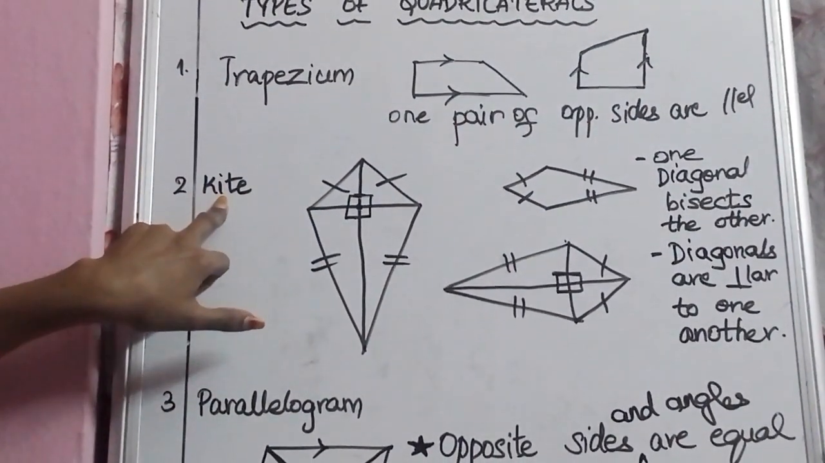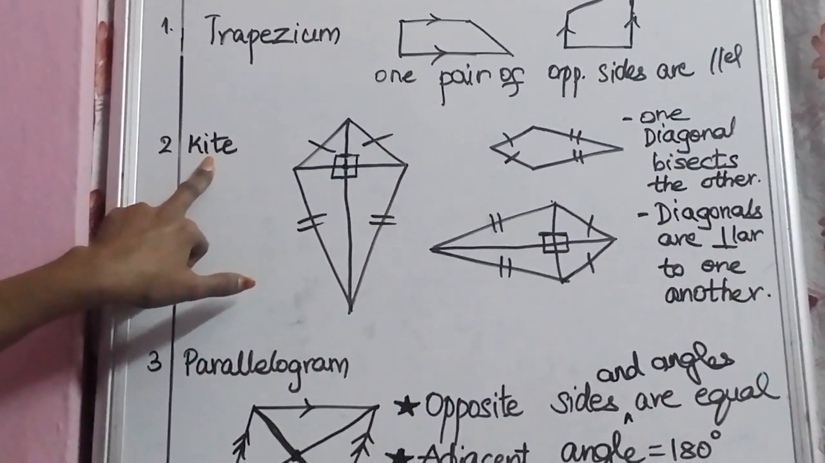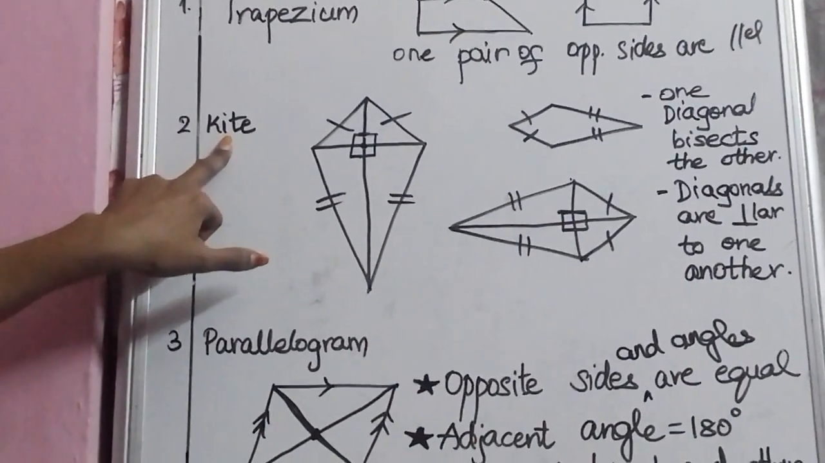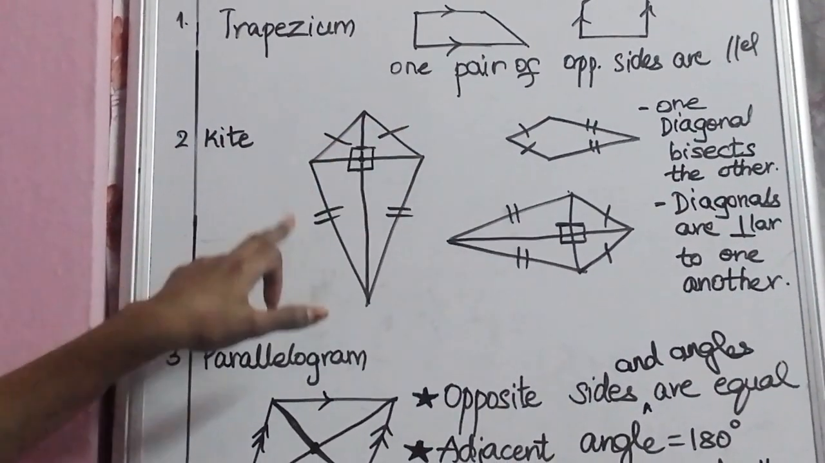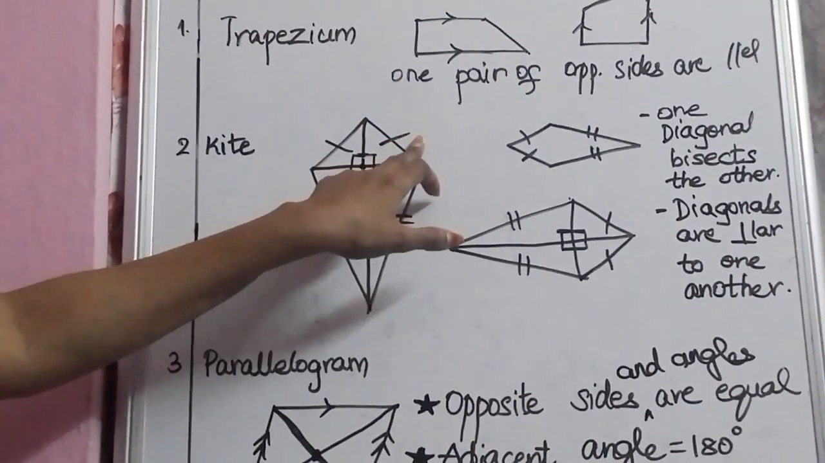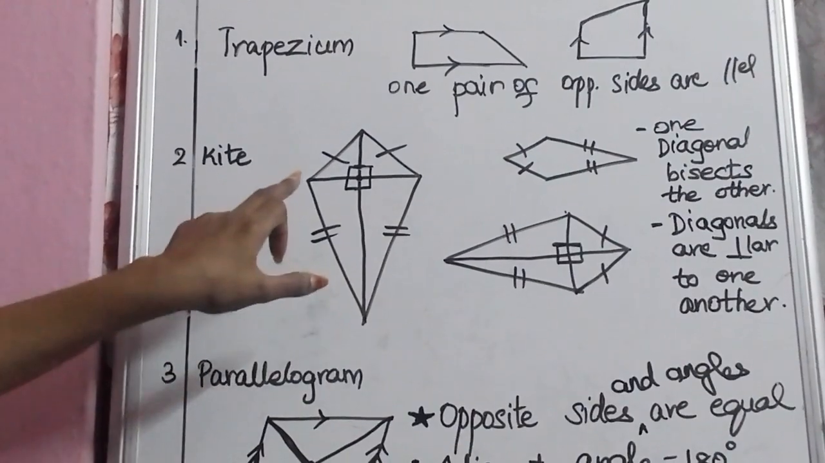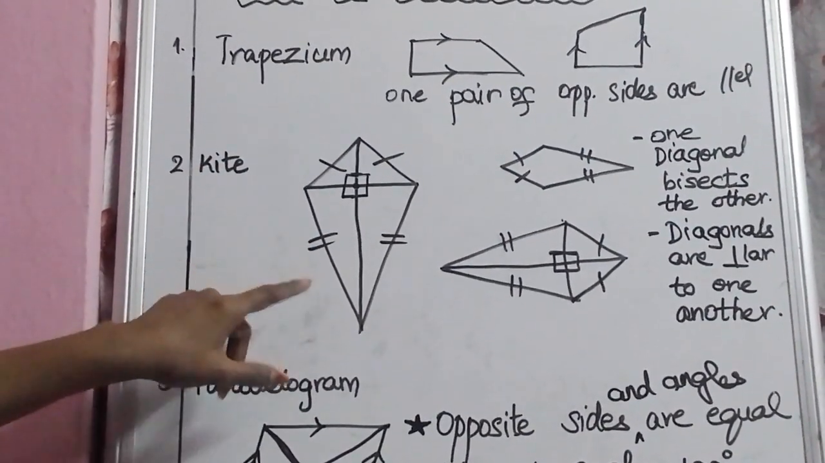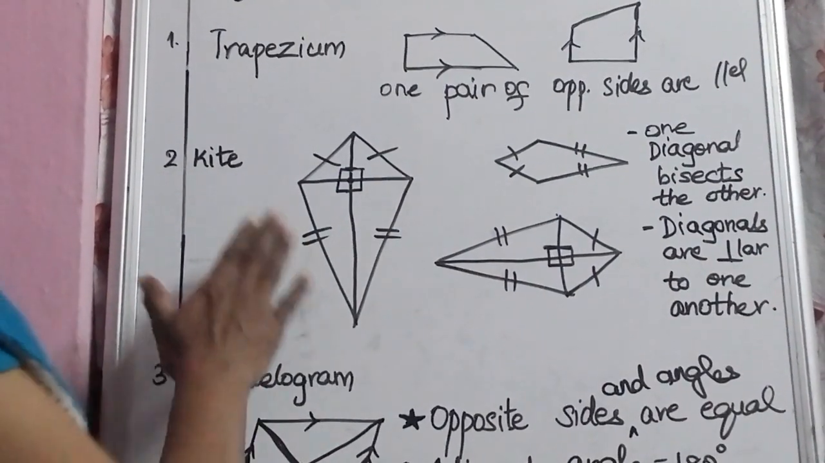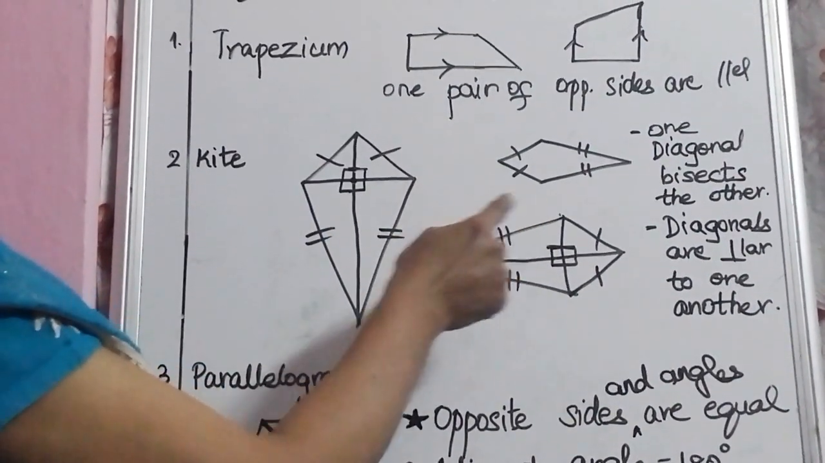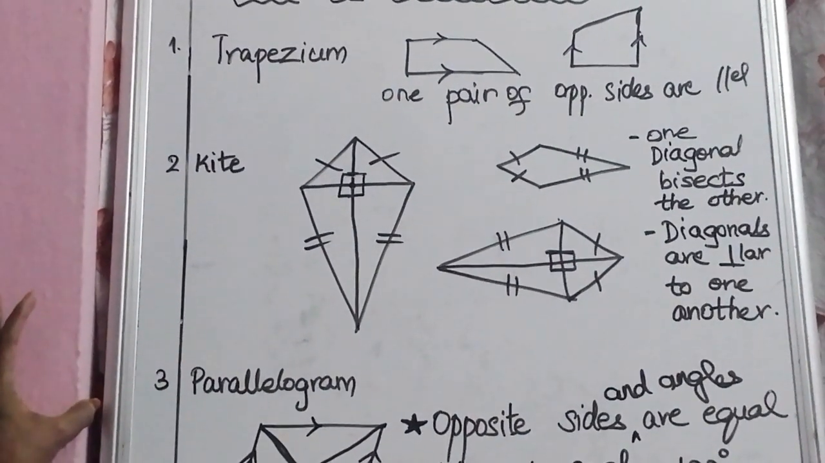What is a kite? It is a convex quadrilateral which has 4 sides. There are exactly 2 distinct consecutive pairs. 2 distinct means different. They are not same. This is one and this is the other one. 2 distinct consecutive pairs of sides of equal length. These 2 are equal and these 2 are equal. And the properties of a kite are the diagonals bisect each other. Diagonals are perpendicular to one another.